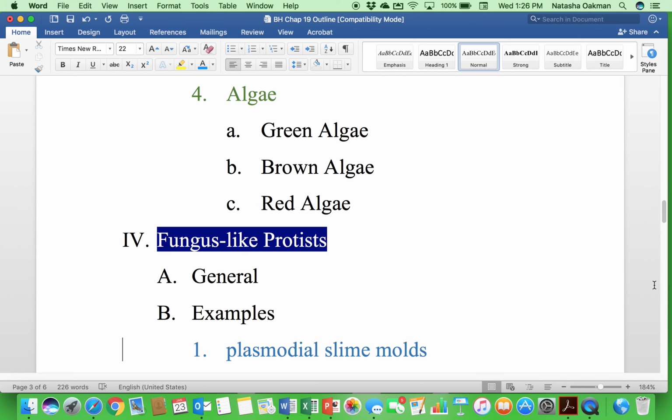Plasmodial slime molds. Plasmodial slime molds spend most of their life as a plasmodium. And a plasmodium is a large single cell with several nuclei. So these large single cells move like a giant amoeba. And they usually reproduce asexually.